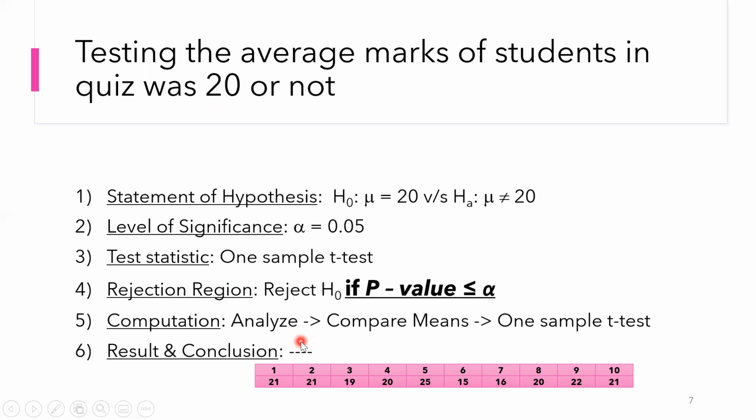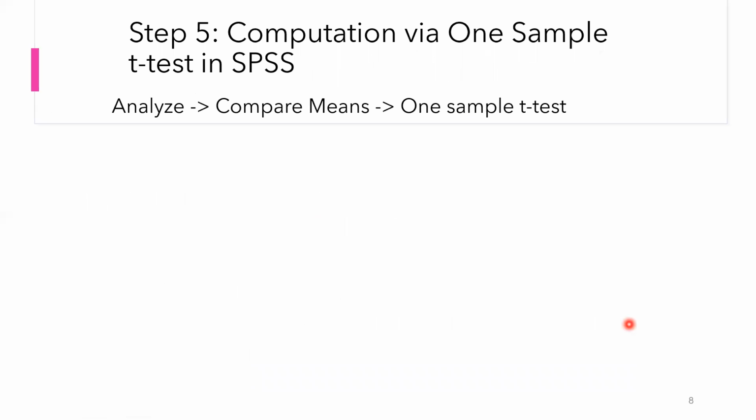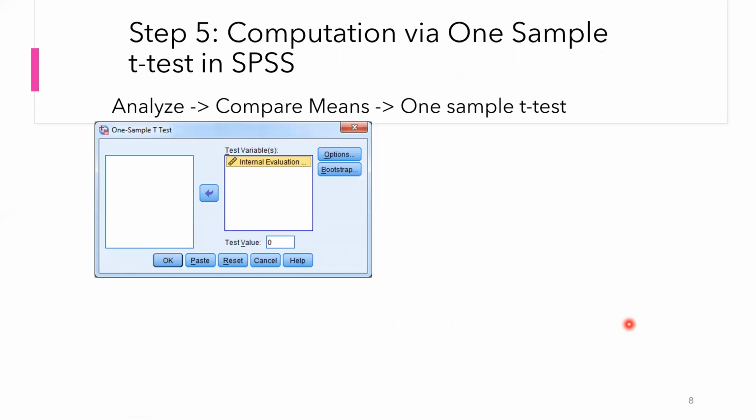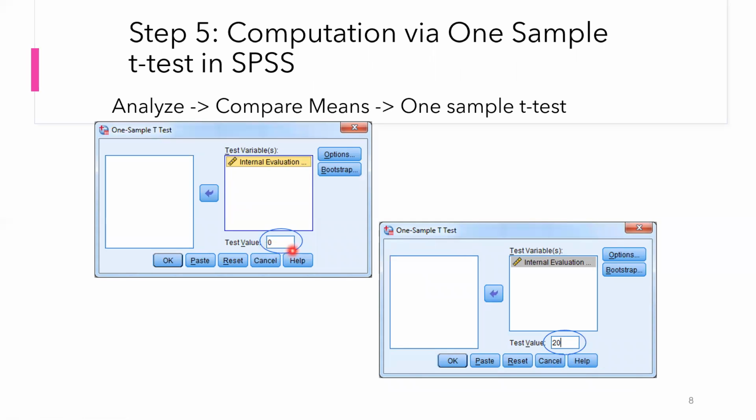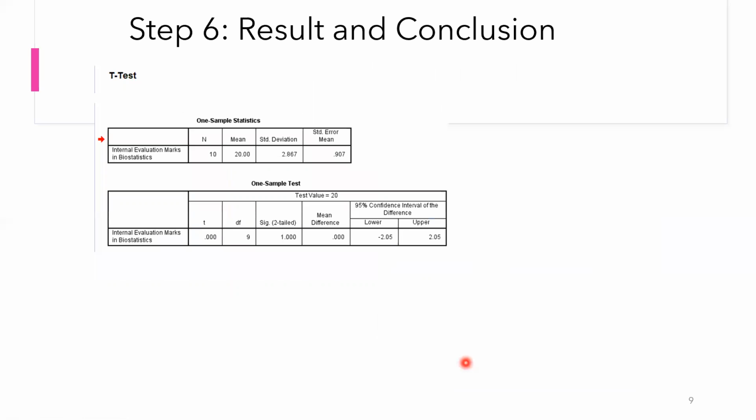To compute, we have to use Analyze, Compare Means, and One-Sample T Test. In SPSS, when we go to Analyze, Compare Means, and One-Sample T Test, a dialog box appears in which we transfer the variable which we have entered in the data, and we specify the value of 20 as the test value, which is our hypothesized value. Then you press OK, and after pressing OK, we obtain two tables in the output file. One is descriptive statistics, and the other is our outcome of interest, I mean the table of interest.